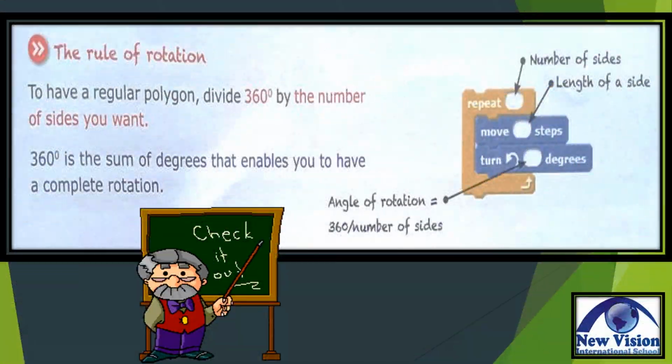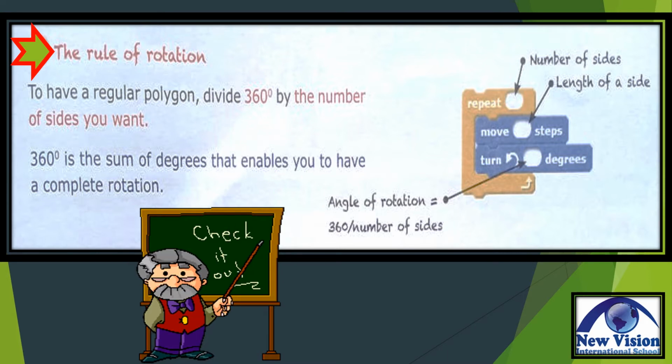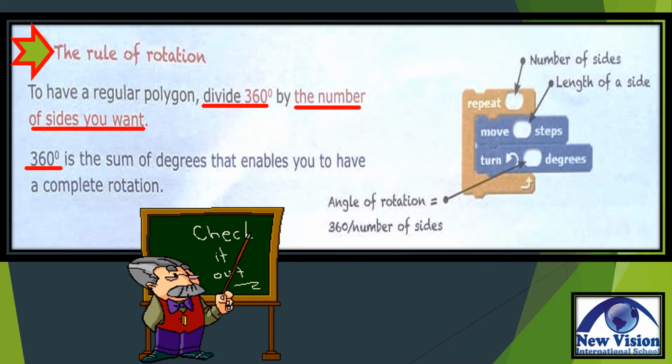I will explain to you the rule of rotation, which is very important in obtaining regular polygons using the Scratch program. Always remember, to obtain or to have a regular polygon, you should divide 360 degrees by the number of the sides you want. Why 360 degrees? It is because 360 degrees is the sum of degrees that enables you to have a complete rotation.